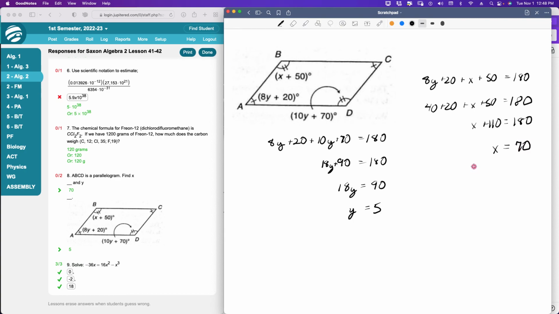So now I know the value of x and y. X is 70 and y is 5. Easy peasy. All right, that was 41, 42. I'm done with that. I'm going to send this to you, and then I'll do 47.